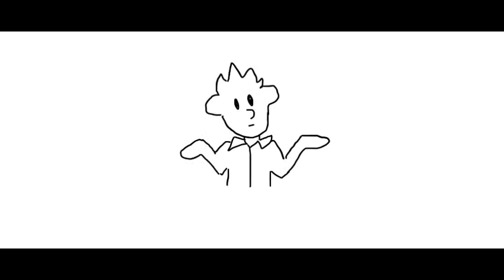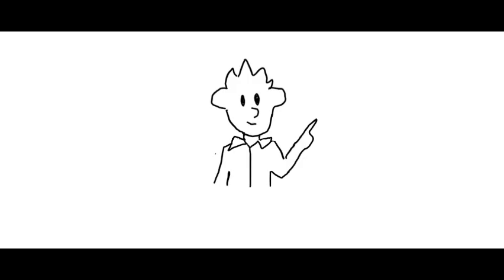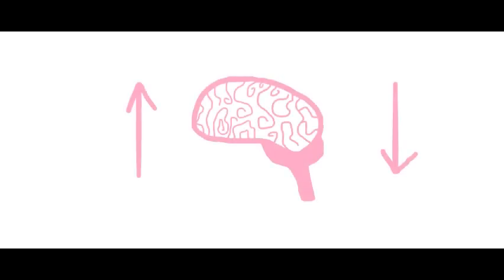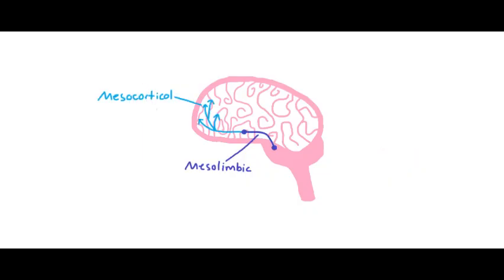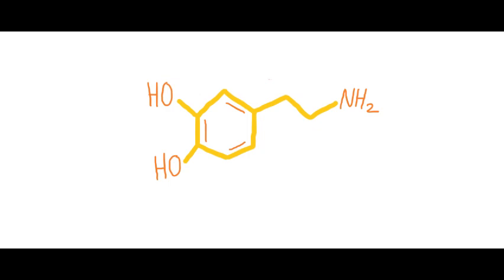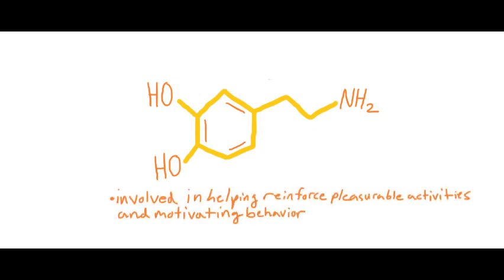Scientists do not know what causes the underlying mechanisms for many psychotic disorders, but they do know what goes awry in the brain when someone has schizophrenia. It is associated with two things, both high and low levels of dopamine in separate parts of the brain. Throughout the brain run two paths that carry dopamine, called the mesocortical and the mesolimbic pathways. Dopamine is a neurotransmitter that is involved in helping reinforce pleasurable activities and motivating behavior.